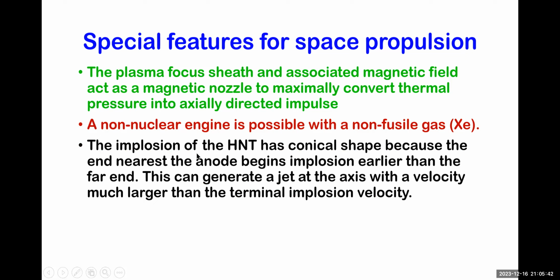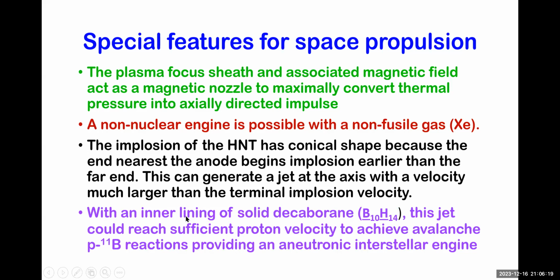The implosion of the HNT has a conical shape because the end nearest the anode begins implosion earlier than the far end. This can generate a jet at the axis with a velocity much larger than a terminal implosion velocity. This is a very well-known effect. Russian literature calls it the cumulation jet, and in Western literature, it is known as the Monroe effect, which is the basis of armor-piercing projectiles, artillery.